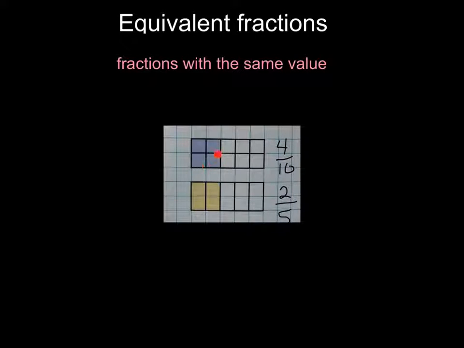But notice they have the same value. They cover the same amount of space. Okay, so they're equal. So in this case, 4/10 is equal to 2/5. They're equivalent or equal.